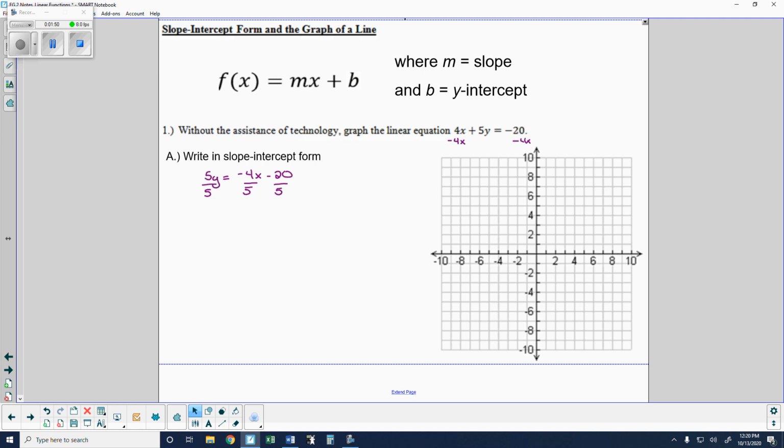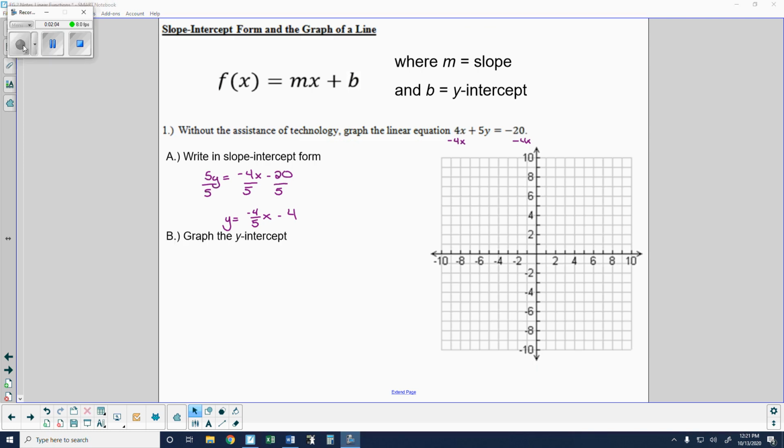And so I can simplify this. y equals negative 4/5 x minus 4. So this is my slope-intercept form of the line that they gave us in the equation. The second thing that we want to do is graph the y-intercept. So the y-intercept is the b value, which in this case is negative 4. So once we have it in slope-intercept form, we can go ahead and find that y-intercept. It's going to cross at negative 4 on the y-axis.